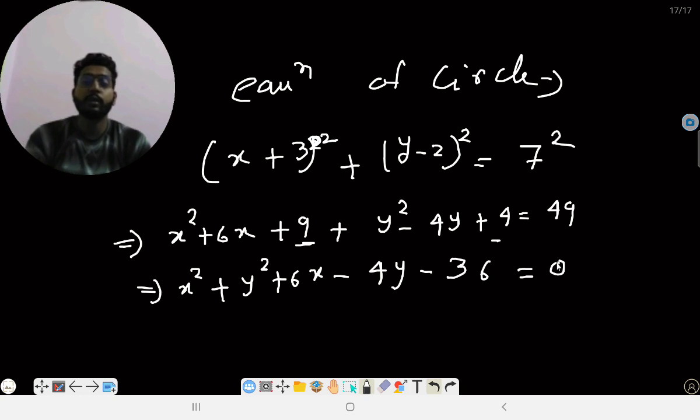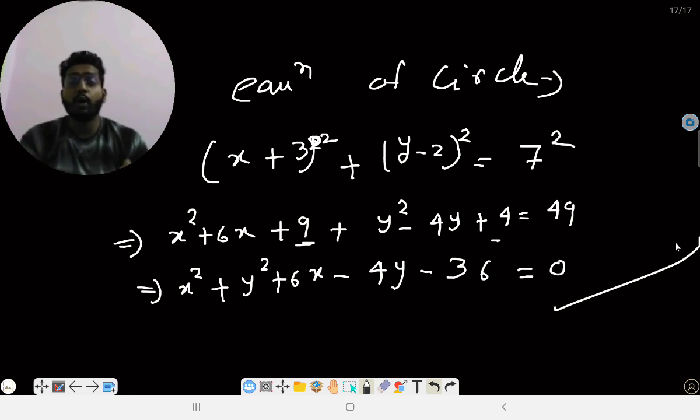So this is the way to solve this. The only thing you need to know is the center and radius. Whatever the question, just need to know what the center is and what the radius is. Done.